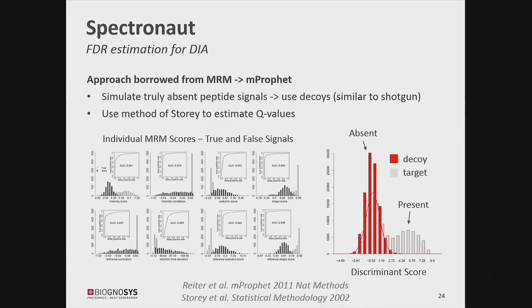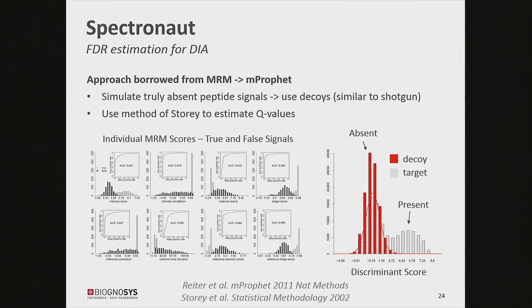And these are a number of figures from this MRM publication, mProphet here. And what you can see here is the score distributions for targets and decoys, so for true and false signals in this case, for the subscores that we developed for mProphet. So here are 8 subscores. In black you can see the distribution of the decoys, and in gray you can see the distribution of the signals we knew that they were true.